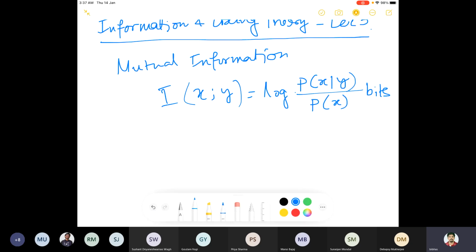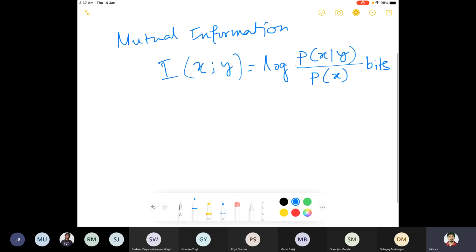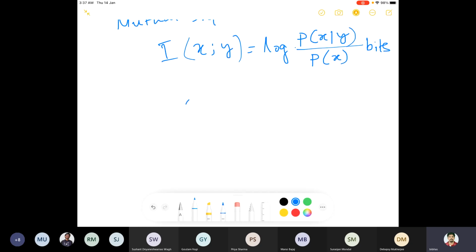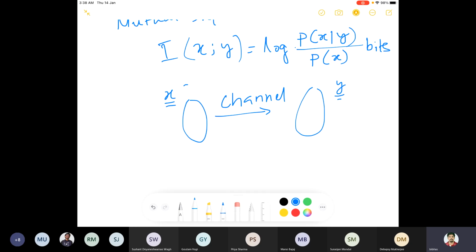But we said that whenever we talk about random variables x and y in this course, we always keep in mind that x denotes the information source and y the output. Here we have a channel, with x here and y there. So x could be a1, a2, up to ak, and y could be b1, b2, up to bj.